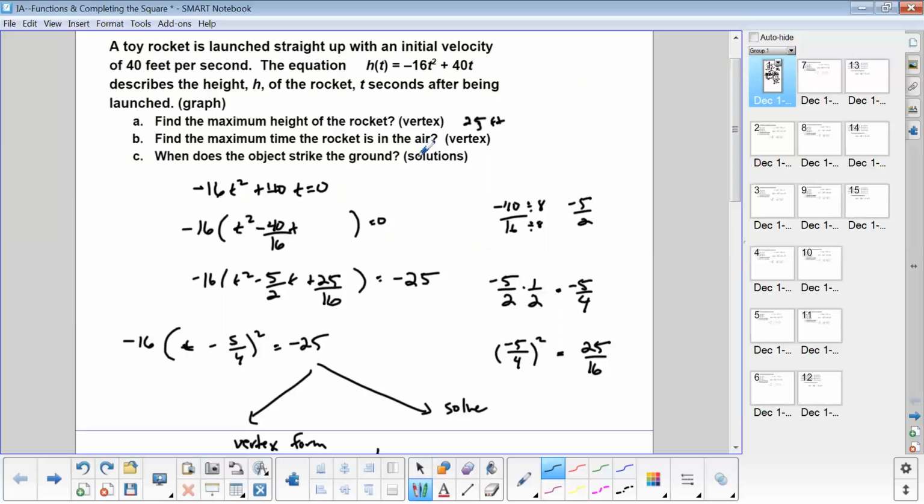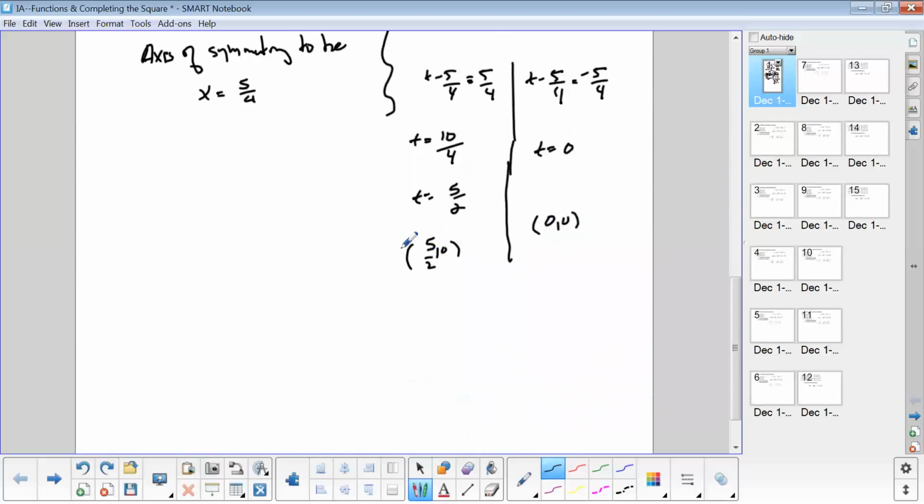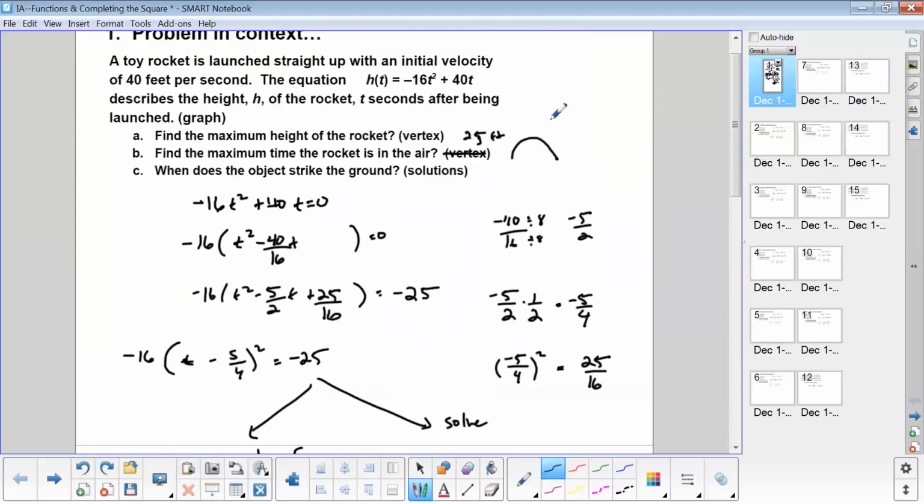Find the maximum time the rocket's in the air. The maximum time the rocket's in the air will not be the vertex. It will be how long that rocket stayed in the air and then hit the ground, which would be one of the solutions. And we notice that it would be about 2.5 seconds for the rocket to stay in the air. And when does the object hit the ground? It would be 0, 0, and 2.5, comma 0.